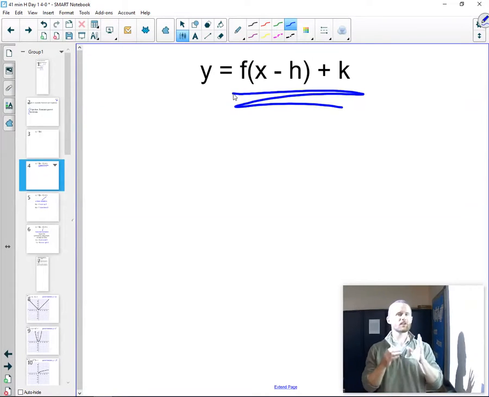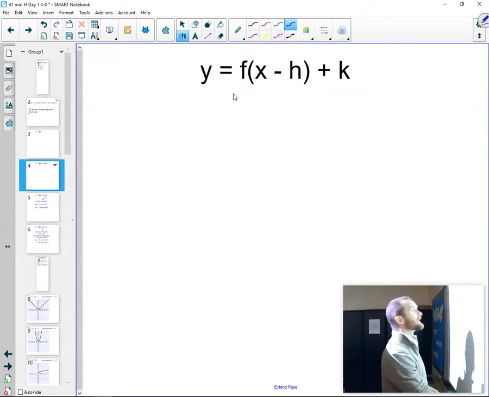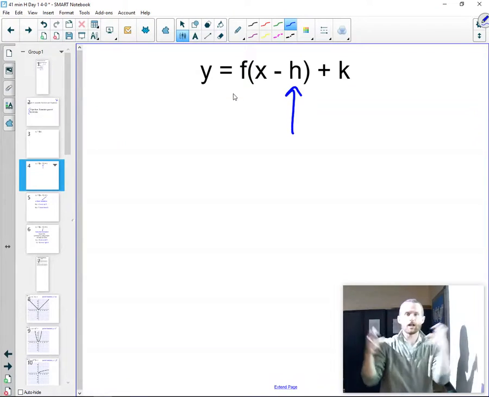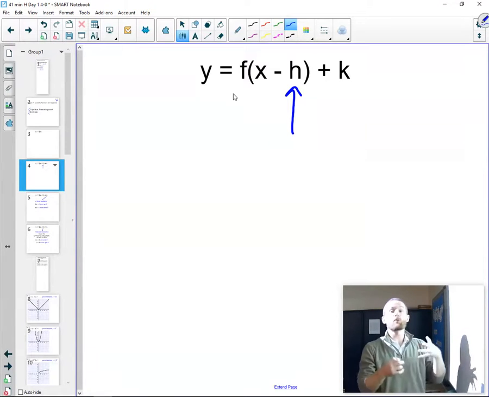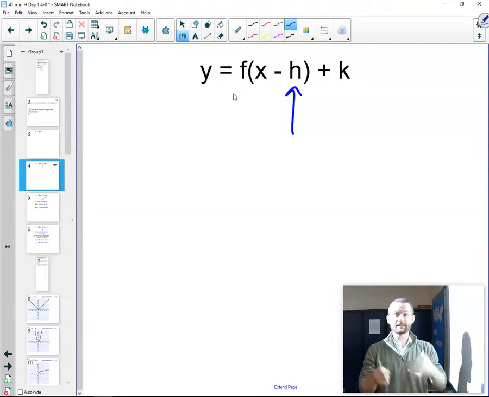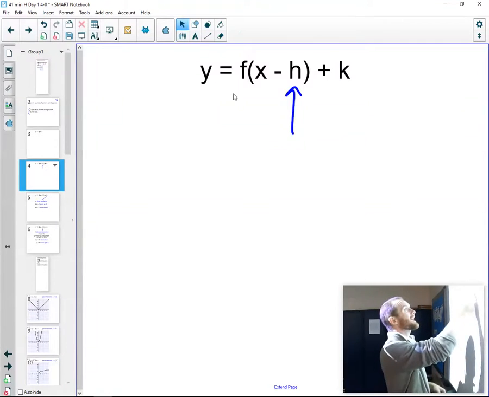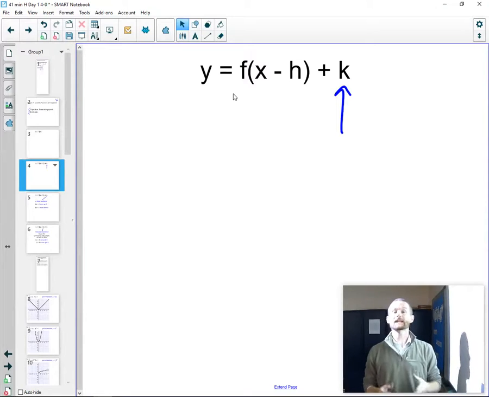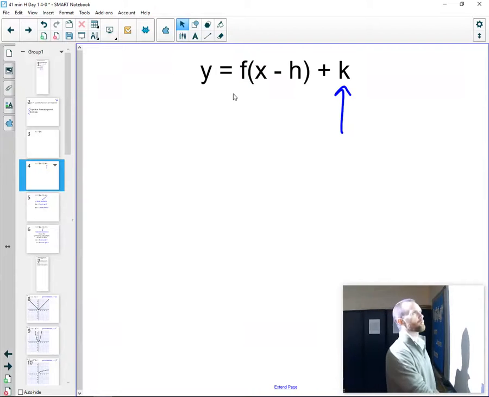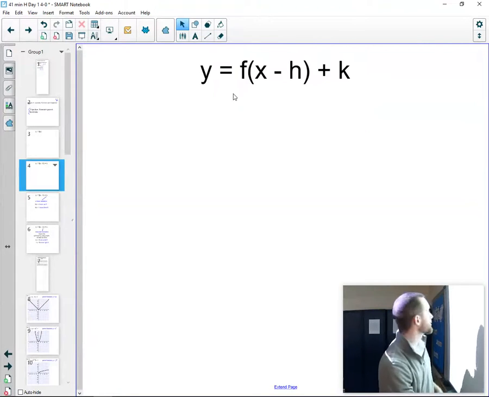Now, before we get into the specifics about what h and k do, it's important to notice where they are. The h is inside the parentheses. It's inside the function notation, which means that our h value is whatever we add or subtract inside the most important part of the function. K is outside the parentheses. It's outside the function notation, meaning the k value is whatever we're adding or subtracting outside the most important part of the function. That's going to be really important as we move forward.